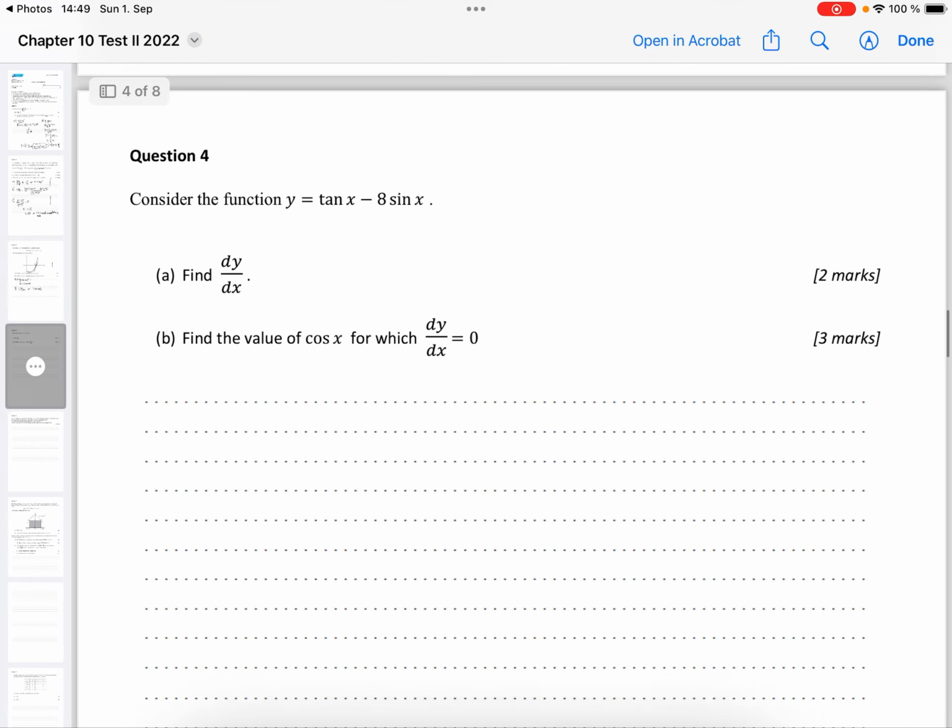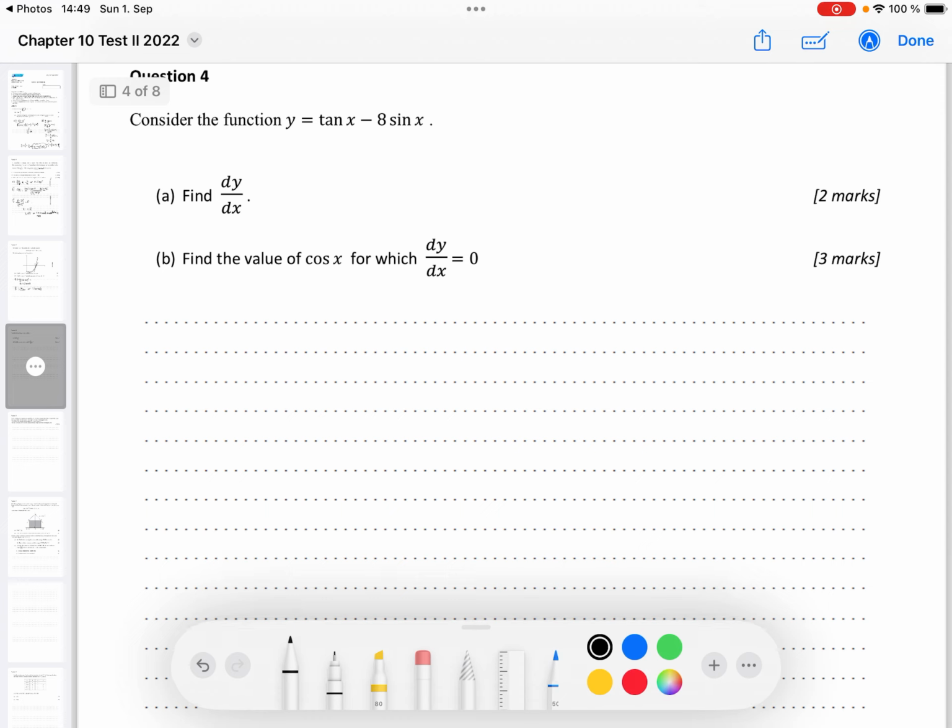Alright, so now the next question says, consider the function y equals tan x minus 8 sine x. So we have the derivative as the first part of the question. The derivative of tan x is 1 over cos squared of x minus 8 times cos x, as the derivative of sin x is cos x. So that's the derivative. Now it says find the value of cos x for which the derivative is equal to 0. So we equate this function here to 0.